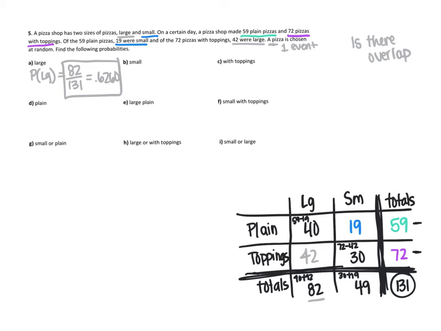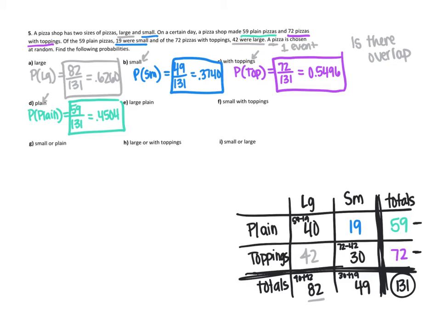Go ahead and pause the video and see if you can find the probability of small, with toppings, plain, and see how you do. Alright, so hopefully you were able to see that there were 49 out of the 131 that were small, 72 out of the 131 that had toppings, and 59 out of the 131 that were plain.